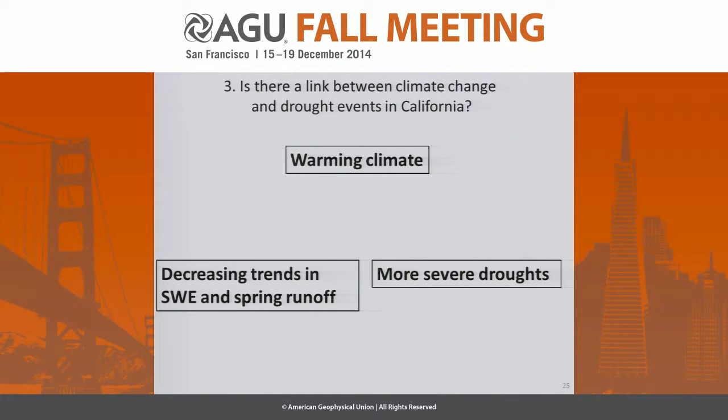So based on all of our analysis, did climate change cause the decreasing trends in snowpack and spring runoff? Yes, probably. But is it also the main cause of the more severe droughts? Our answer is not so much.